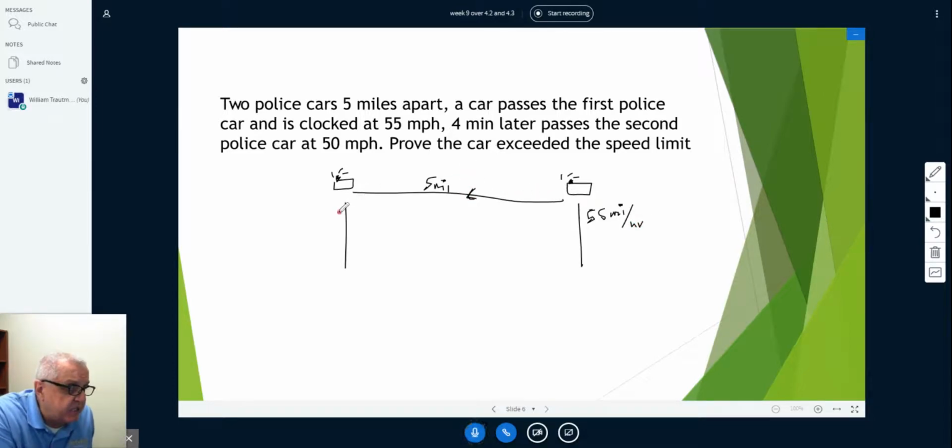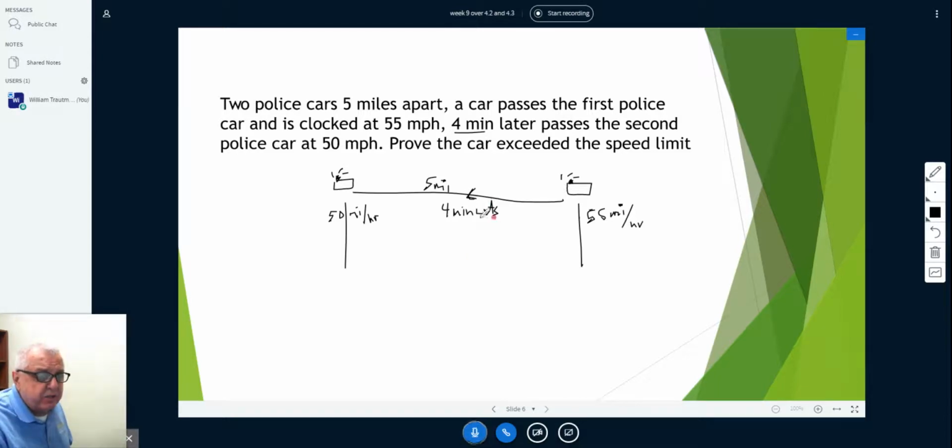Here, when the police car clocks you, you went 50 miles per hour. Okay, I wasn't speeding. I went 55 when he clocked me, and the next guy clocked me at 50. But they also tell you it took you 4 minutes to go 5 miles. 4 minutes. So what they do is try to find your average speed. Rather than clocking you at 50, let's find the average speed.